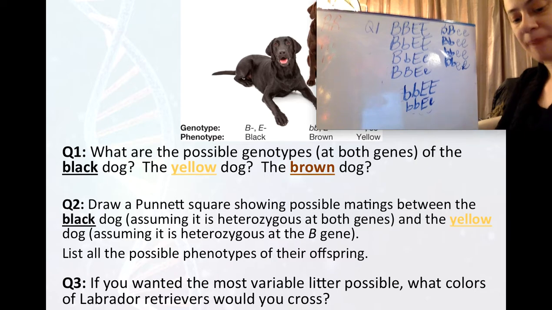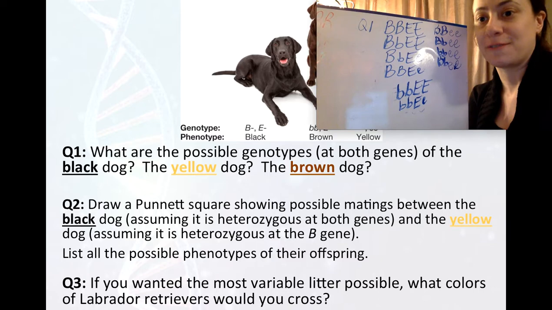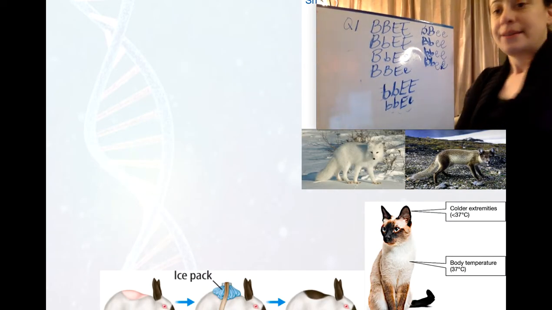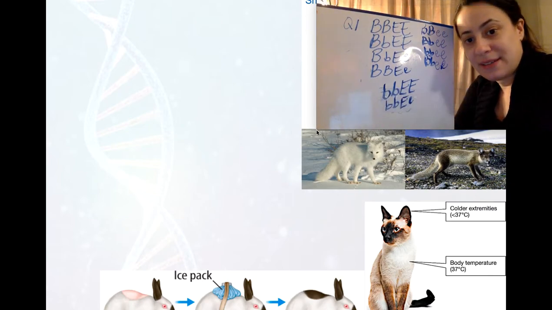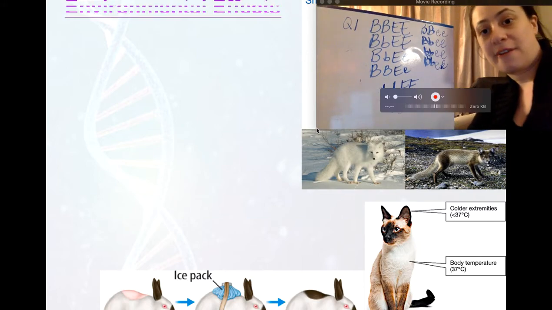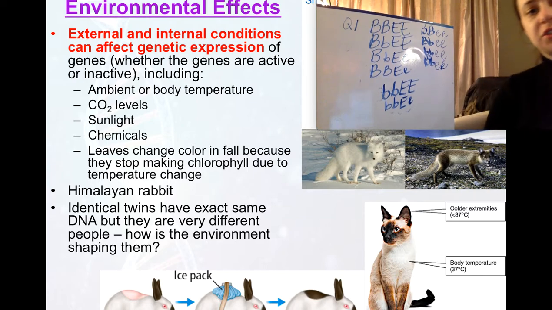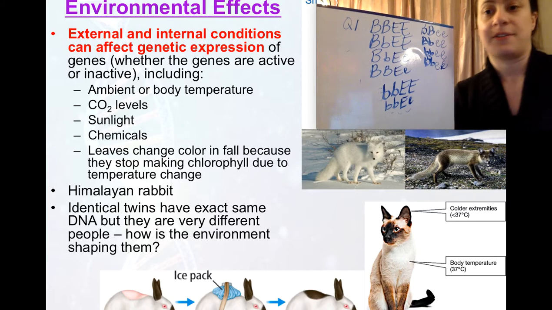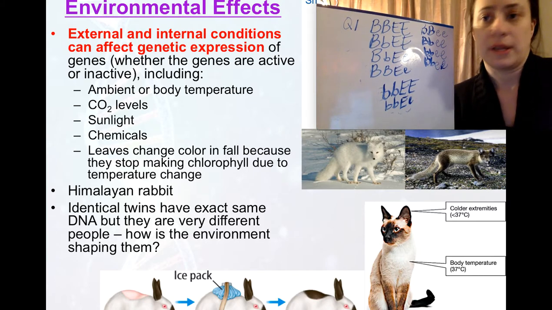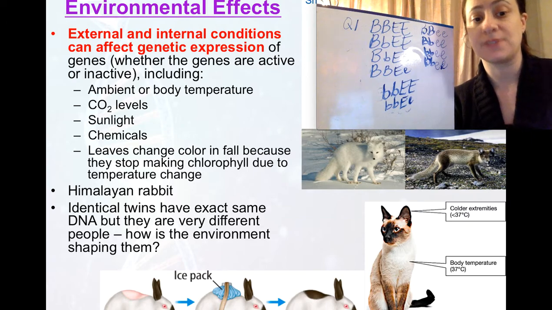Basically, this pattern of inheritance is similar to the dihybrid crosses that you've done. It's a different pattern. Now, other non-Mendelian patterns of inheritance include those that are affected by the environment. So external and internal conditions can affect genetic expression of genes, so whether the genes are active or inactive. So body temperature, carbon dioxide levels, sunlight, chemicals, food.